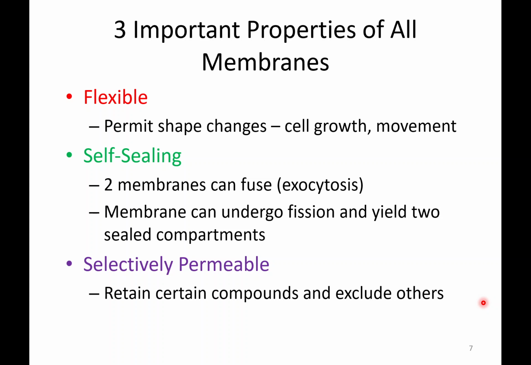The second important property, membranes are self-sealing. That means 2 membranes can come together to form one, to fuse together, and that's a process known as exocytosis. Membranes can also undergo fission, that is, they can divide into 2. And so cell division is very important, the fact that membranes can be divided into 2 separate compartments. And finally, the third important property, they are selectively permeable. They retain certain compounds inside, and they exclude other compounds from the outside. That's really important, because if there wasn't some selectivity, the contents inside would be the same as the contents outside, and that really wouldn't be conducive to life.